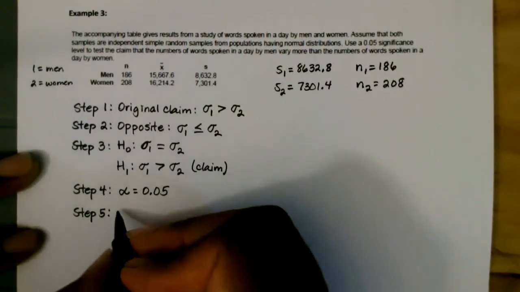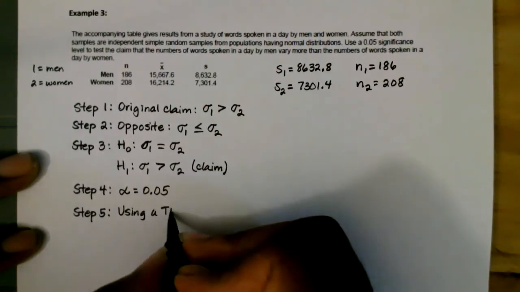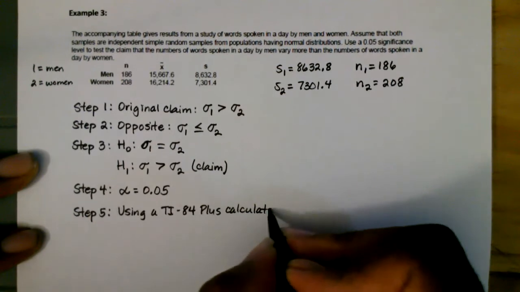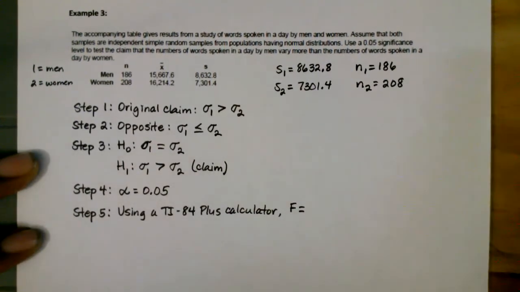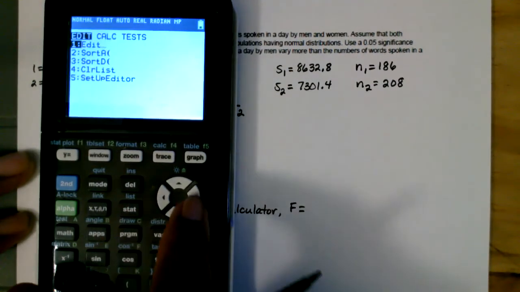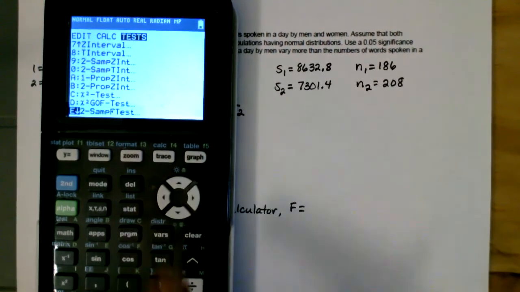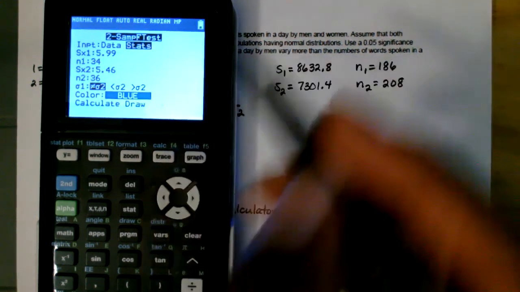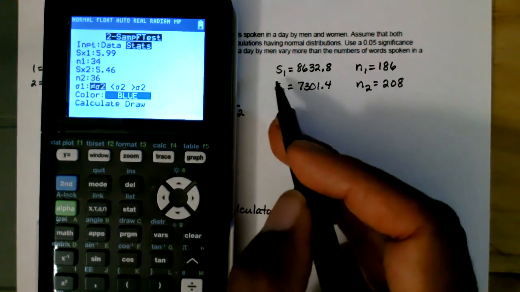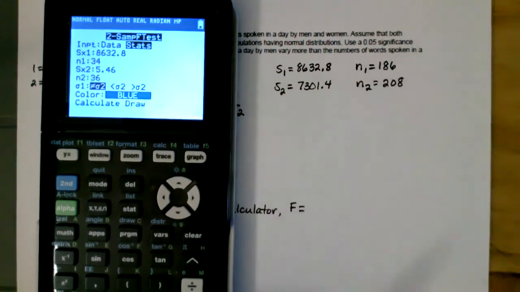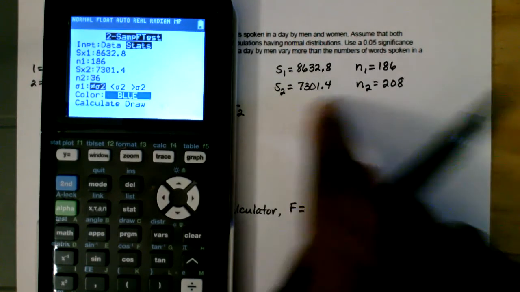And now step number 5 is where we use our TI-84 Plus calculator to get our F-test statistic. And we'll also use that to find the p-value as well. So here, we press the stat key, right arrow over to tests, use your down arrow key to find 2-SampFTest, which is right here. Stats should always be highlighted because we're only using summary statistics. Use your down arrow key to enter S1, that's 8,632.8, and then its sample size, 186. Then go to S2 to enter the other sample standard deviation, 7301.4. And N2 is that sample size related to S2, 208.